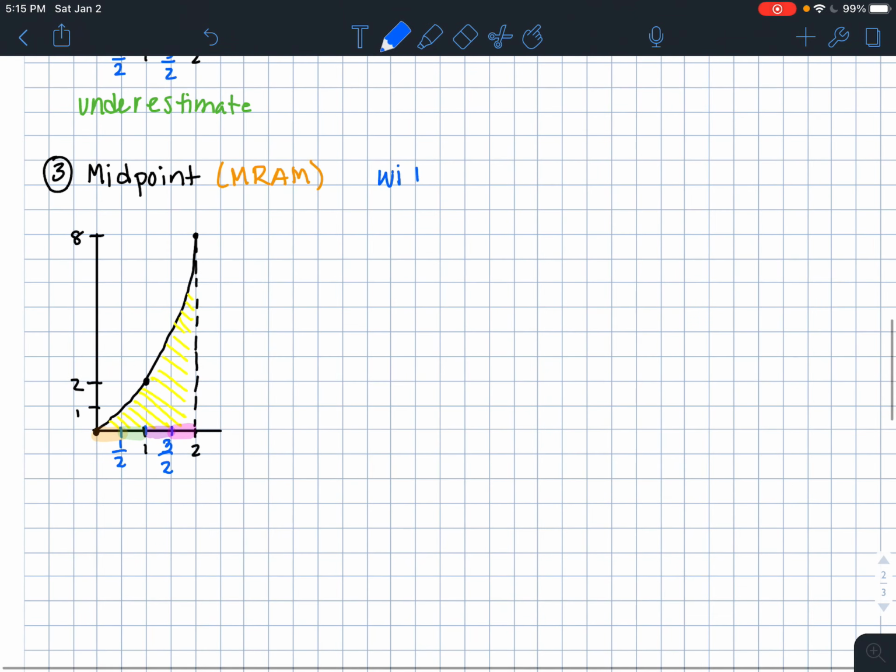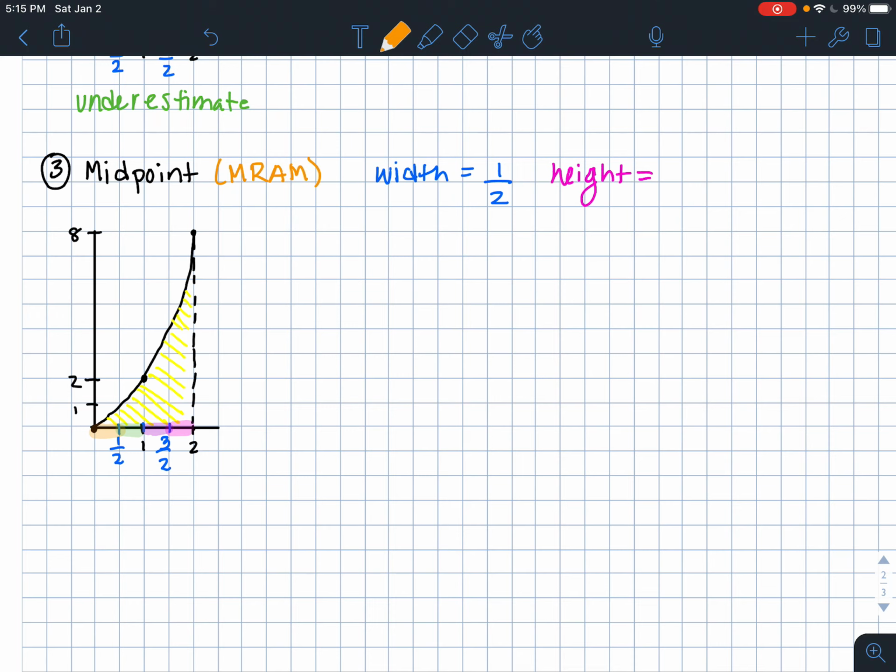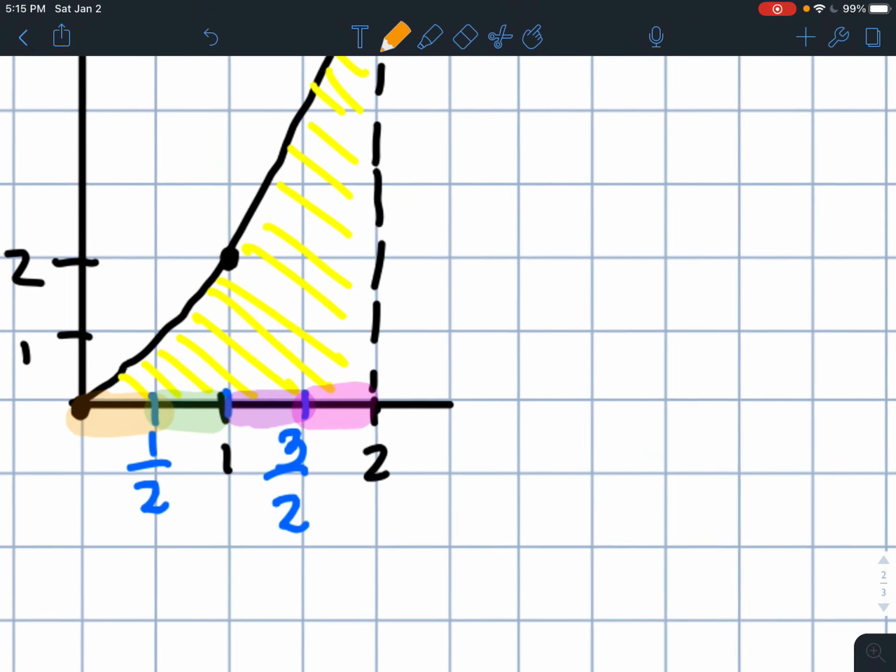So do a little bit of color coding. What color am I using? We'll use hot pink, whatever. Okay, so our width is still 1/2. But now our height is going to be a little different. So if we go ahead and draw our rectangles in.